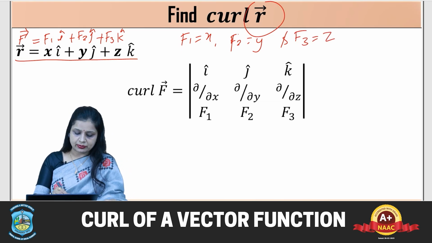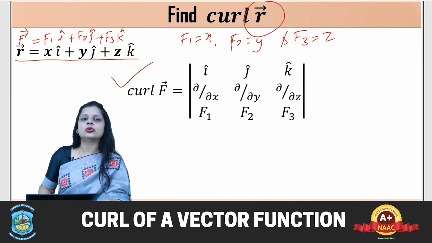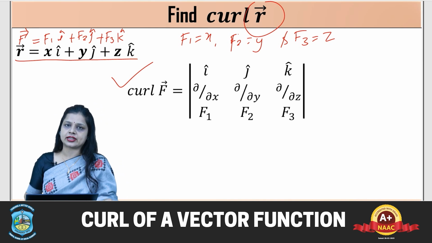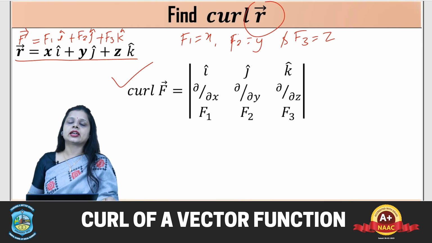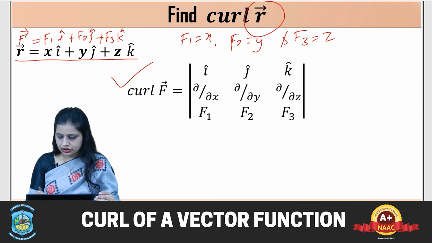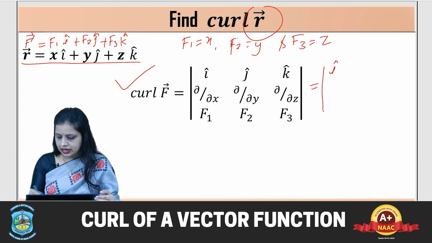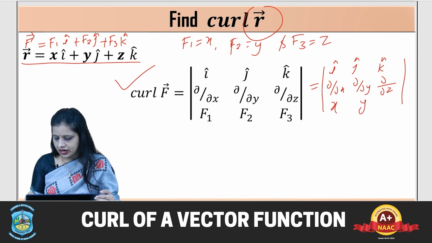To calculate, we apply the formula for curl in the form of determinant, including first row for unit vectors i cap, j cap, k cap, second row for partial derivatives and third row for the components of the vector. Now, when we substitute these values, the determinant is i cap, j cap, k cap, del by del x, del by del y, del by del z, and the third row is x, y and z.